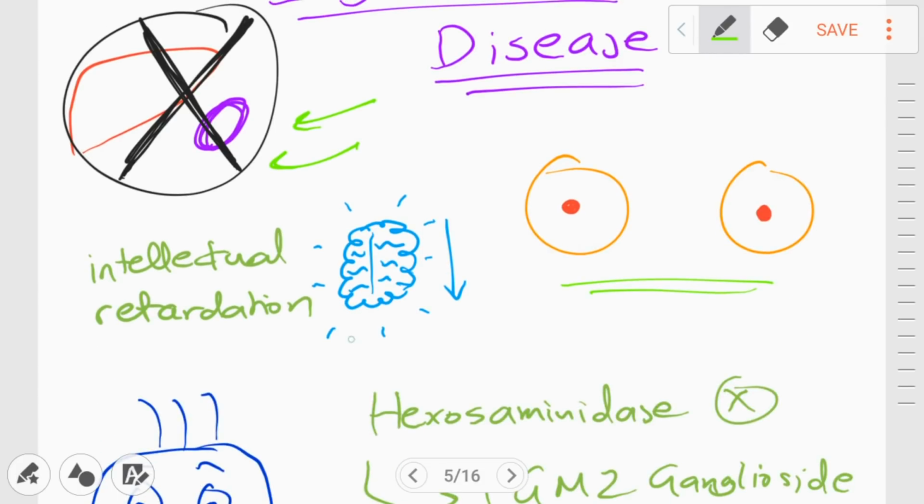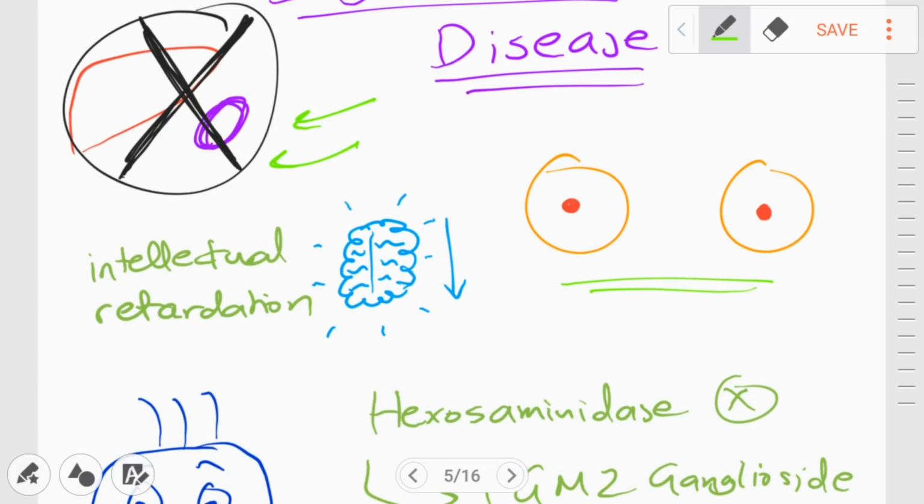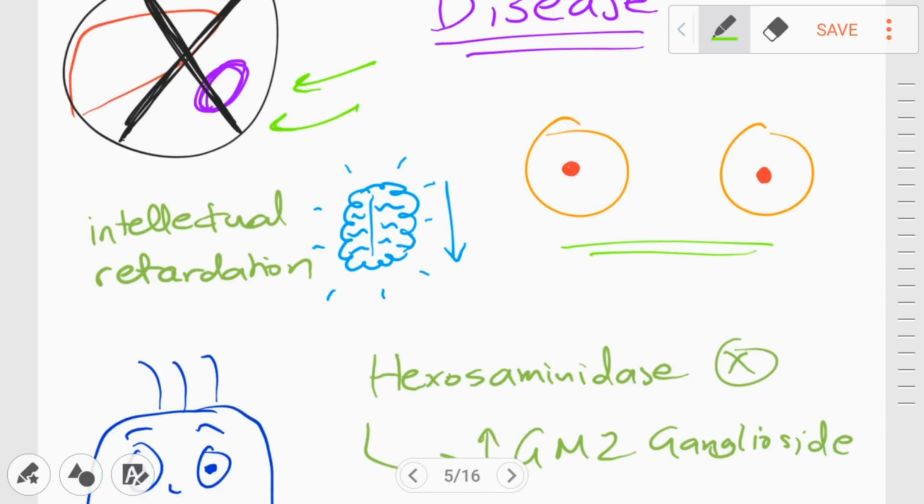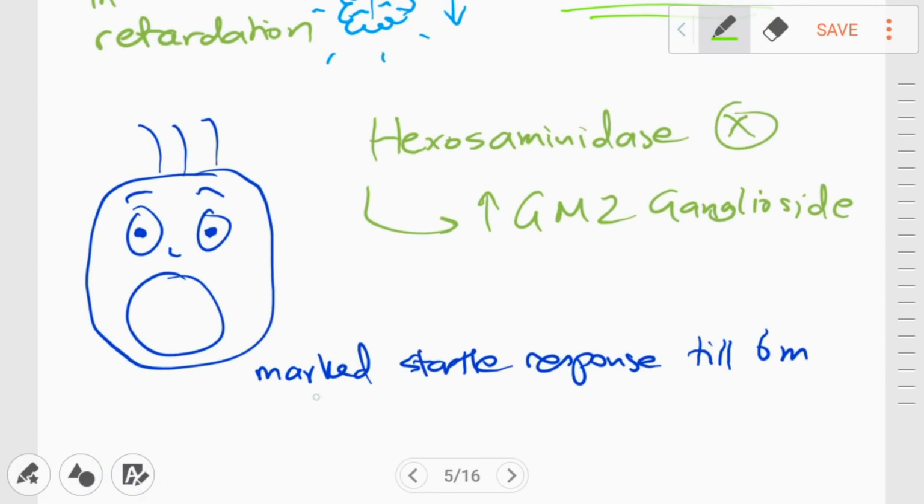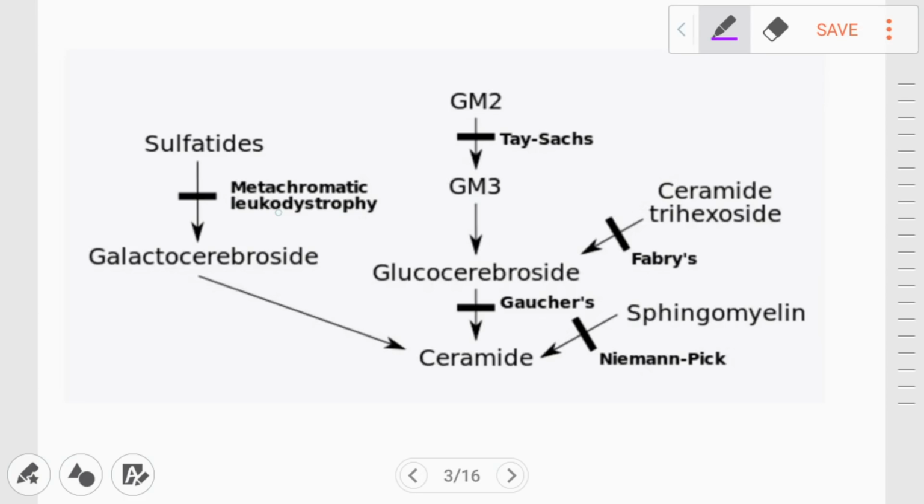Other than that, we have intellectual retardation of the patient as well in Tay-Sachs disease. On top of that, we can also have something called a marked startle response till the age of 6 months. What is the enzyme that is deficient? It is called hexosaminidase, and this results in increased GM2 ganglioside as we saw in the diagram mentioned before. So the next disorder that we have to discuss now is called metachromatic leukodystrophy.